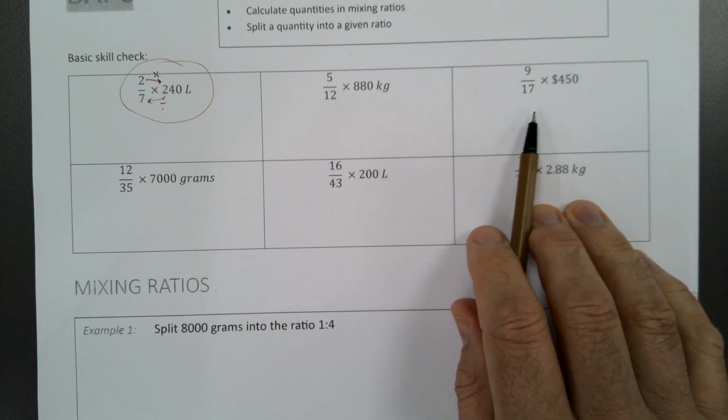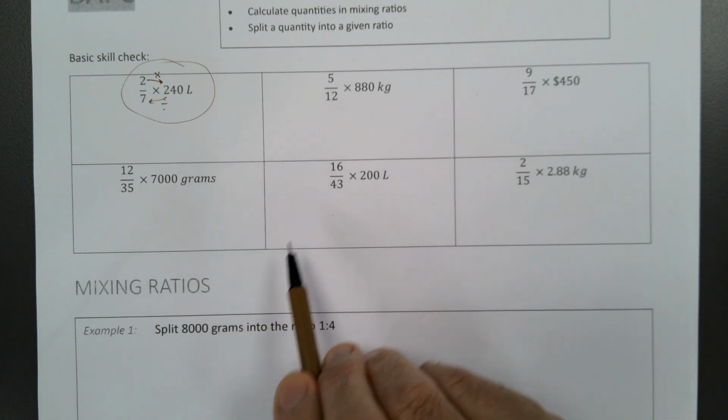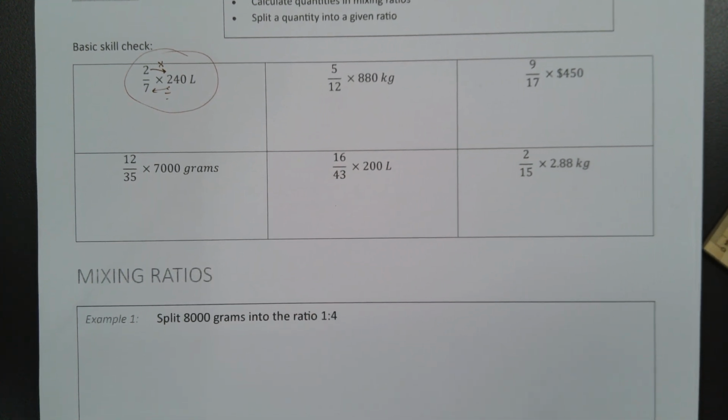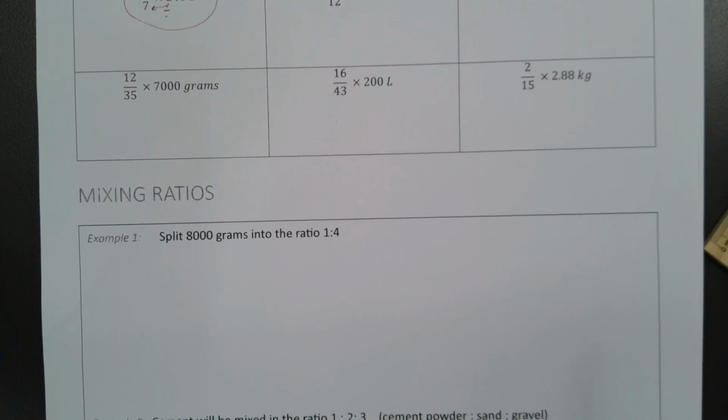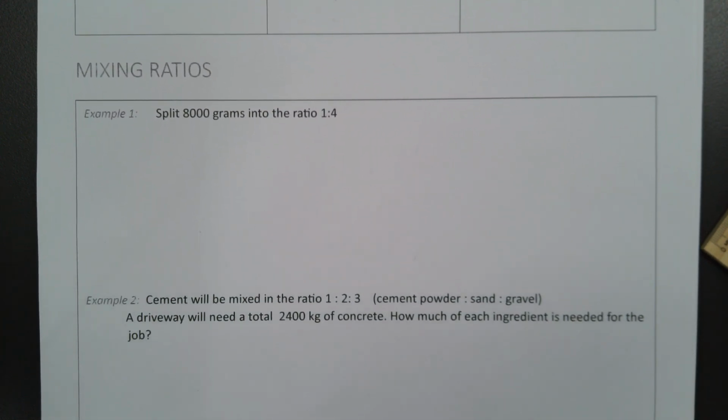A lot of people look at that and don't know where to start. You just multiply the top and then divide the bottom every single time. You're finding a fraction of a physical quantity. You have to be able to do that in order to do what we're about to do. So, mixing ratios. Let's look at this first example.